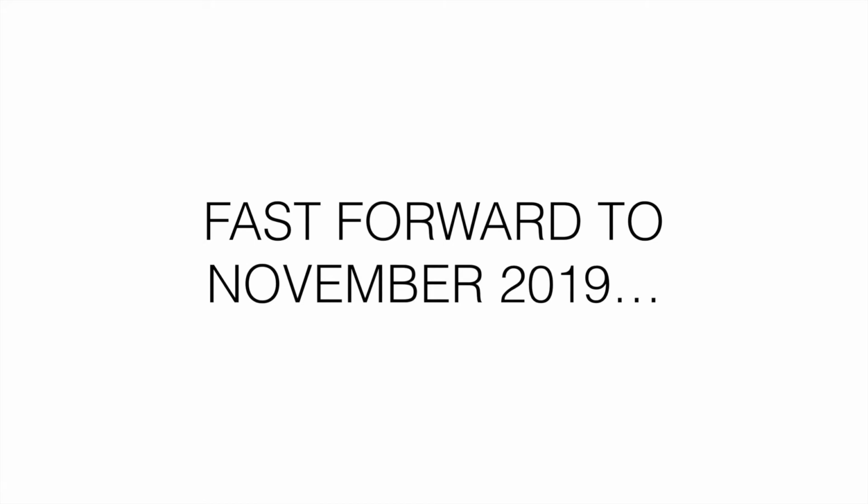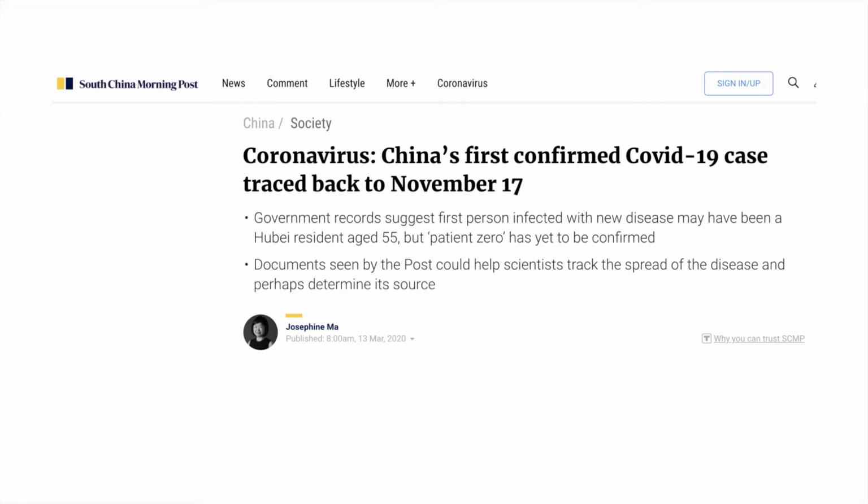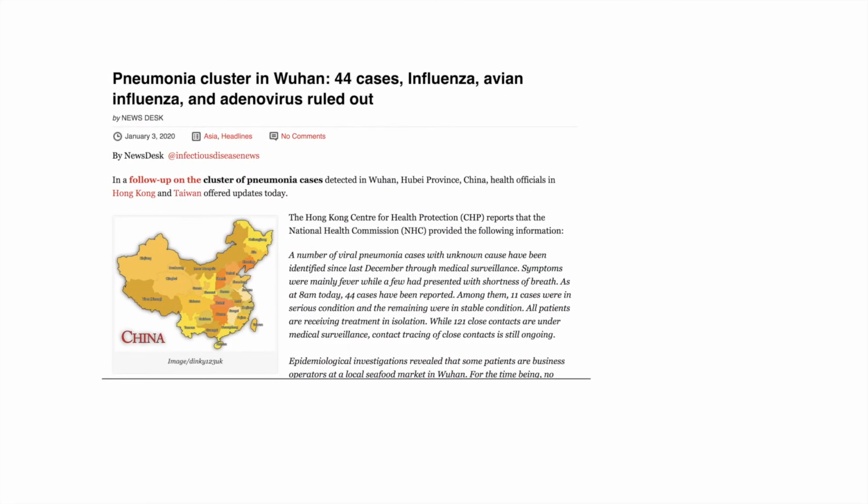Now we're going to fast forward to November 2019. I remember where I was when I first heard about China's first confirmed case of pneumonia of unknown origin. It was surely a case that we all hoped wouldn't turn into anything. Unfortunately, it did. That one confirmed case in China, at the time they didn't even know it was COVID-19, turned into something much greater. It was found to be a case of pneumonia of unknown origin.